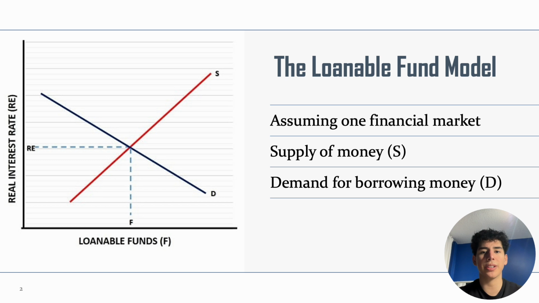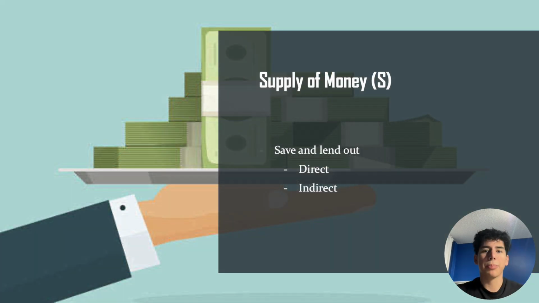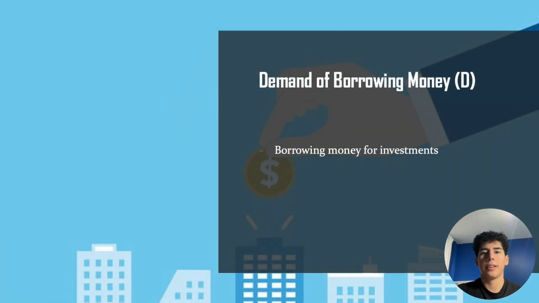So under this assumption, the loanable funds model is simply where supply of money meets demand for borrowing money. The supply of money is the extra money people save and is lent out. This can be direct, like buying stocks or bonds, or indirect, like depositing money at the bank. The demand for borrowing money, on the other hand, is represented by the borrowing of money for investments, mainly by businesses or governments.